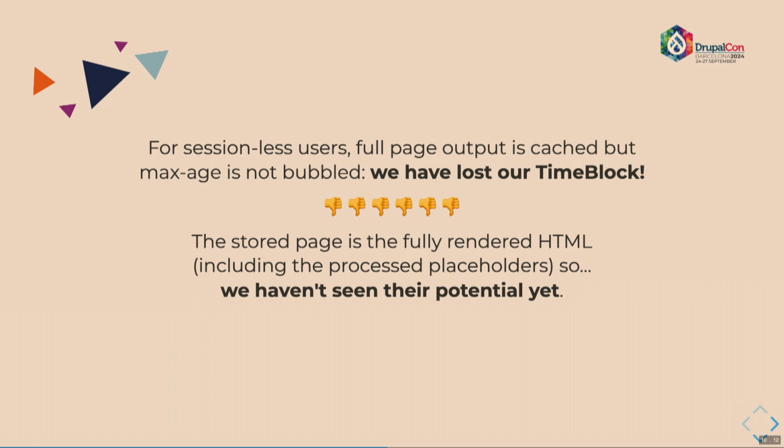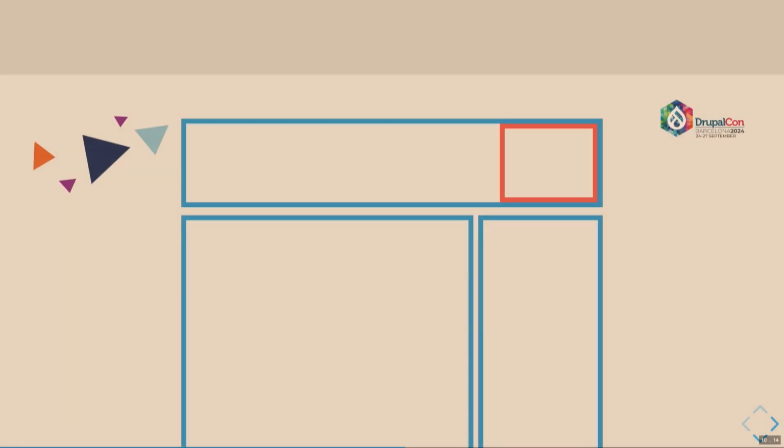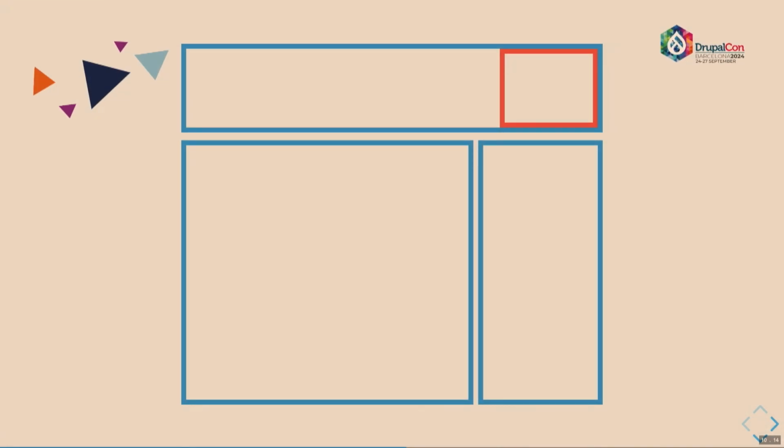A cache miss, a request, placeholders get created, then placeholders get replaced, then the final result of the HTML is stored on the cache. Not very useful yet. Enter dynamic page cache, things are going to start to improve now. Now, dynamic page cache is able to tell the difference between the highly dynamic parts that are going to be placeholders and the rest of the page, okay?